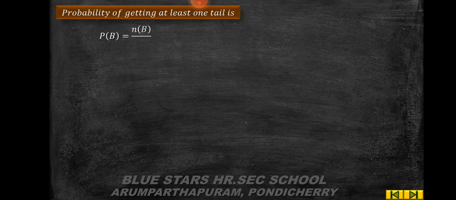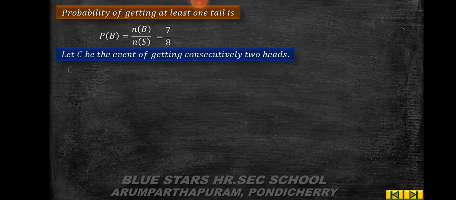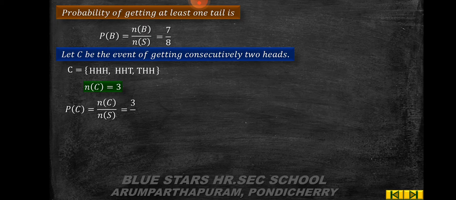Probability P of B is equal to N of B by N of S, which is equal to 7 by 8. Next, let C be the event of getting continuously 2 heads. So C is equal to continuously 2 heads, so N of C is equal to 3. P of C is equal to N of C by N of S, which is equal to 3 by 8.